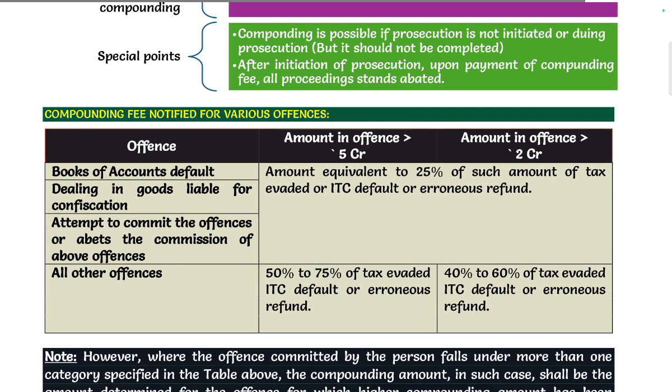Compounding fees notified under the various offences. Offence amount greater than 5 crores, amount less than 5 crores, amount greater than 2 crores, amount less than 2 crores. Books of account default: amount equal to 25% of the amount of tax evaded, and ITC default and wrongful refund. Dealing with goods liable for confiscation: 25% of the amount evaded, ITC and wrongful refund. Attempt to commit offences and abetment of commission: 25% of the amount evaded, or ITC default, or wrongful refund.